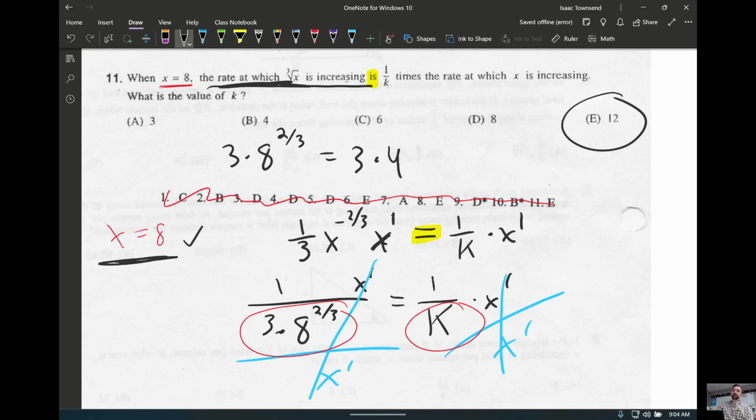So you had to read this statement and come up with an equation. The rate at which, rate is derivative, is means equals 1 over k times x prime. Realize you have an x prime on both sides that you could just divide away. And then when you plug in the value for 8 that they said, you're able to solve for k.